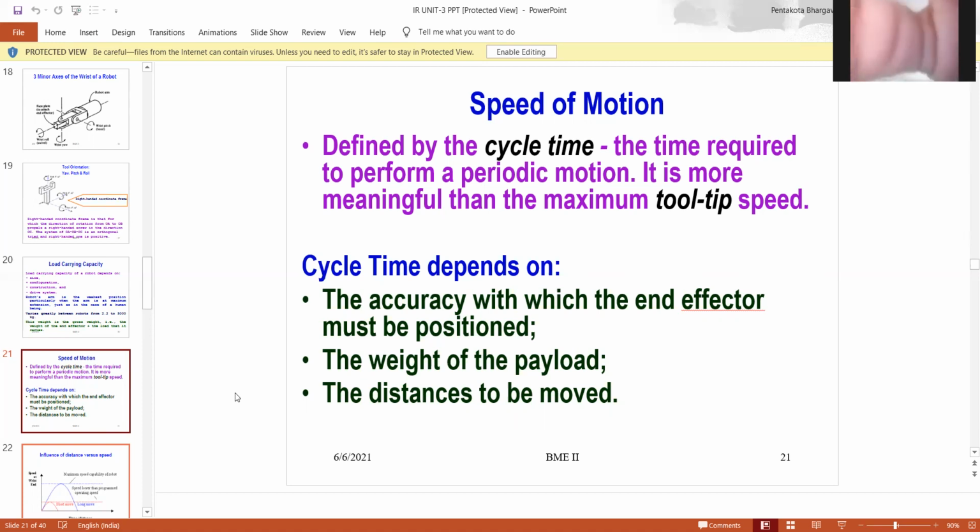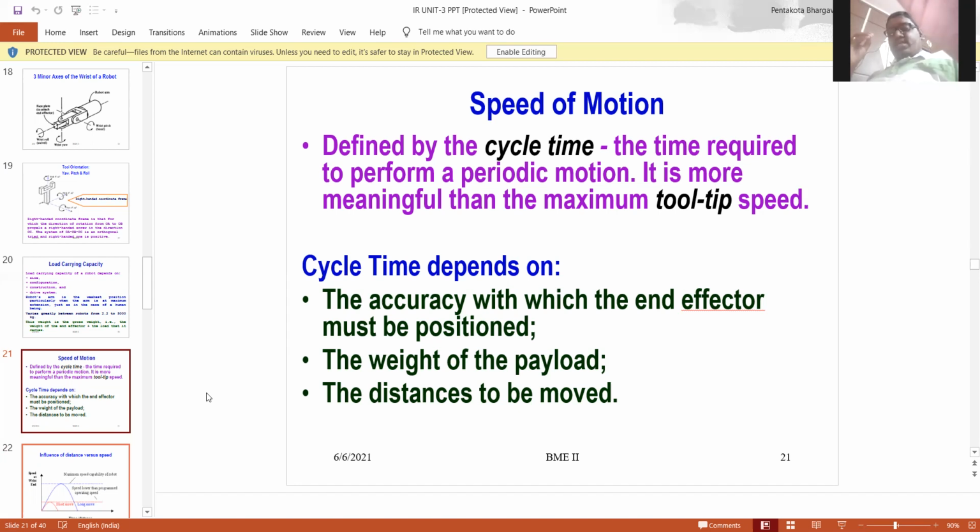Next, cycle time depends on the accuracy with which the end effector must be positioned, the weight of the payload, and the distance to be moved. Accuracy, as explained in previous slides, is for example 0.1, then the next level 0.1, and so on. These values are known as the accuracy values.